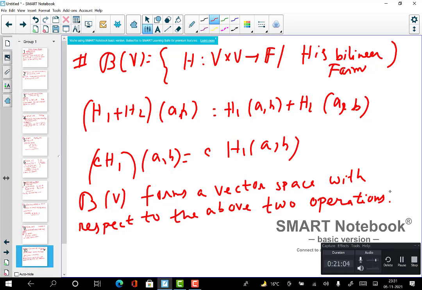Okay, so you can give a vector space structure on the collection of bilinear forms. Obviously there are many properties we can show. Before that, we will need one more property, and this tells you my second question: when I have a matrix, I can attach a bilinear form to it.